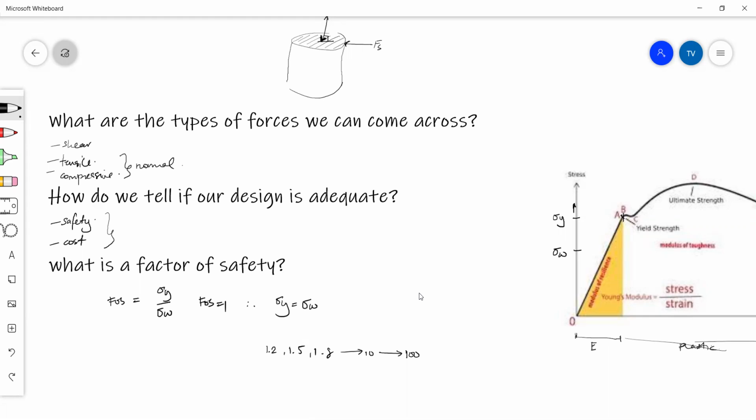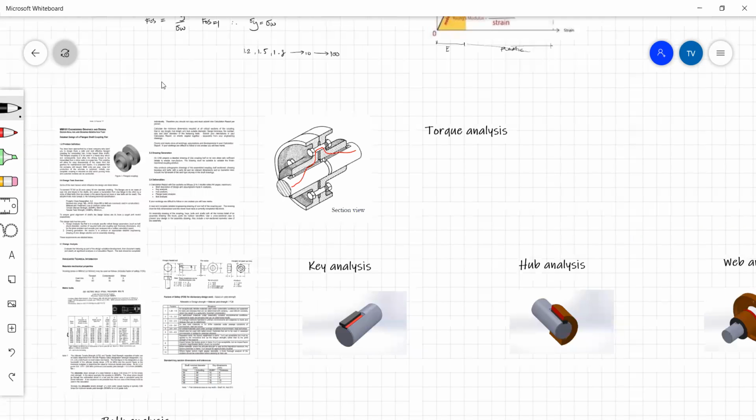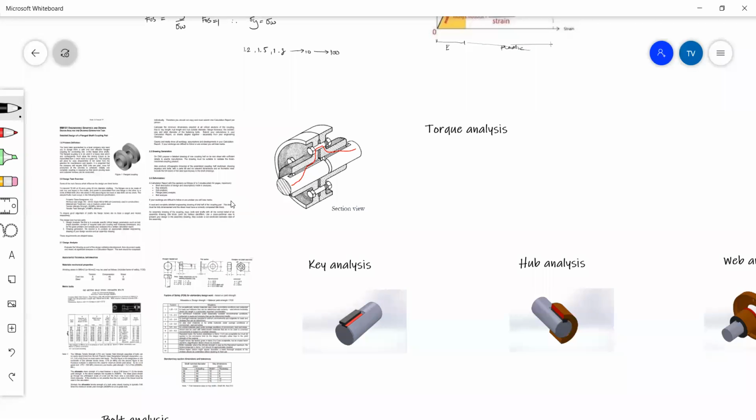All right, so is there any particular area in the assignment that you're having issues with? Something that you're not quite sure how to do? You have 5 different analysis types. You have the torque analysis, key analysis, hub analysis, web analysis, and then the bolt analysis. And the order that you do them in is dependent on the load path.